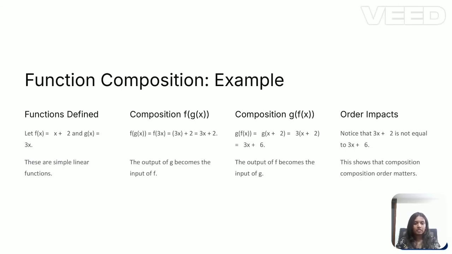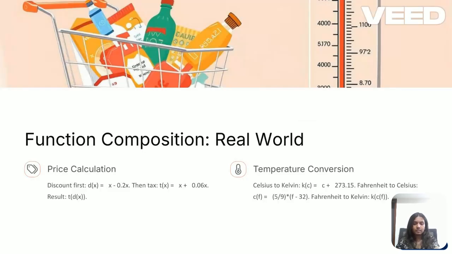So the order impacts the result. We notice that 3x plus 2 is not equal to 3x plus 6. This shows that composition order matters.